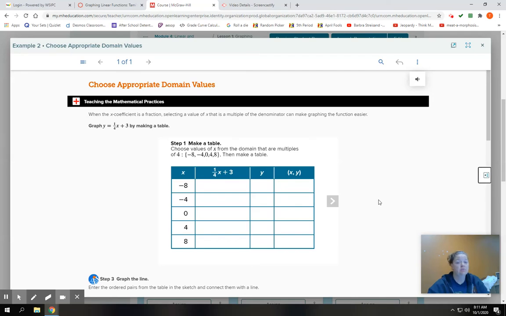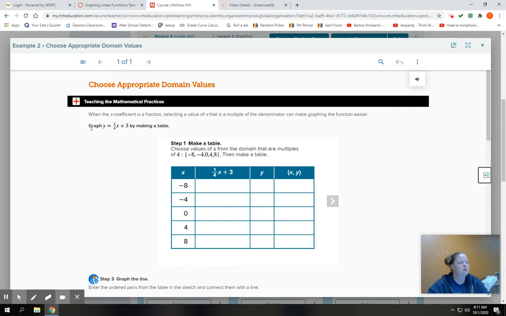When you are graphing, it's important that you make sure you're using appropriate domain values. So in example 2, we're going to look at making sure that we're picking those appropriate values. When the x coefficient is a fraction, selecting a value of x that is a multiple of the denominator can make graphing the function easier.